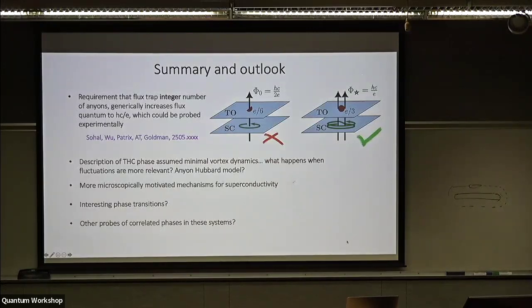So one thing is, I kind of alluded to the fact that I'm making these assumptions about the absence of independent anion fluctuations in that vortex crystal. And so, what happens when they're more relevant? Does this sort of imply some sort of anion Hubbard model?